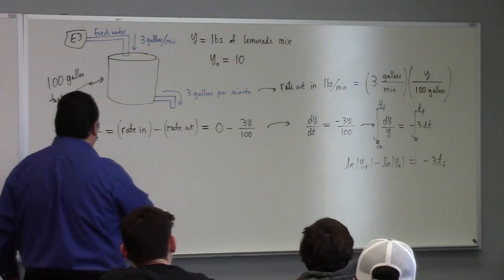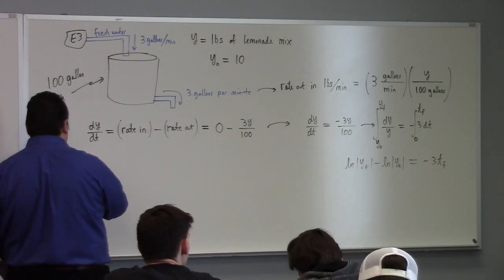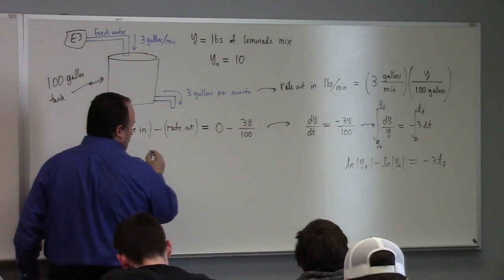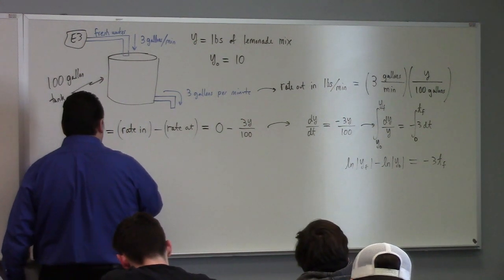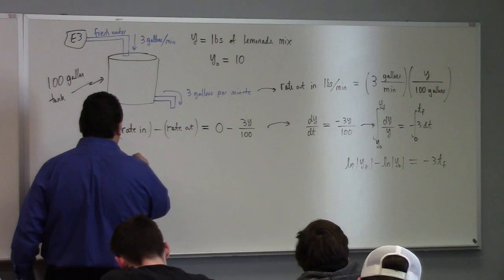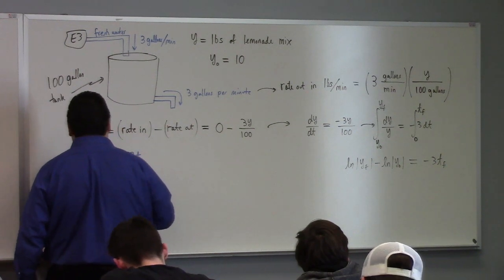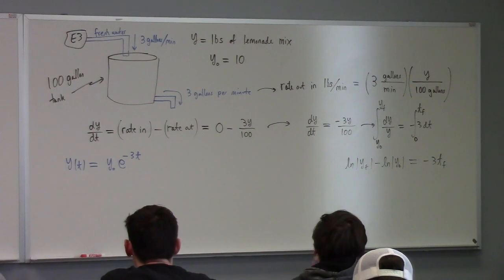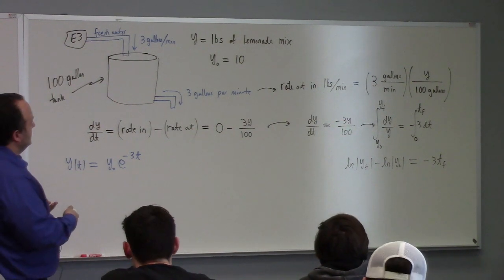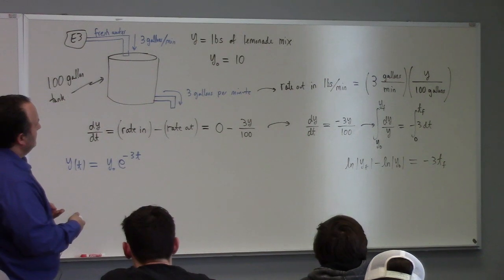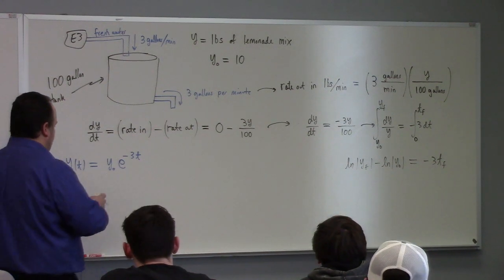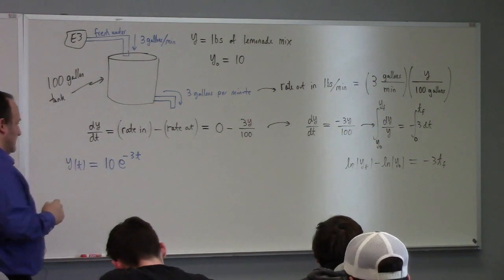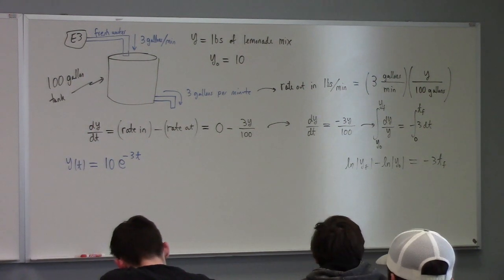If we solve for y, we get what? y of t is equal to y0 e to the minus 3t, after a little bit of algebra. But we know what y0 is, right? y0 is 10, so I have 10 e to the minus 3t. That's the amount of the pounds of lemonade mix.